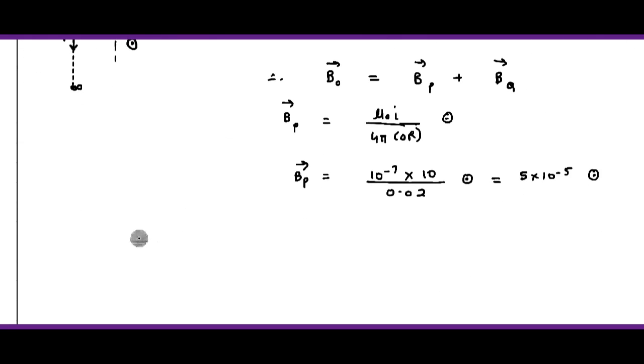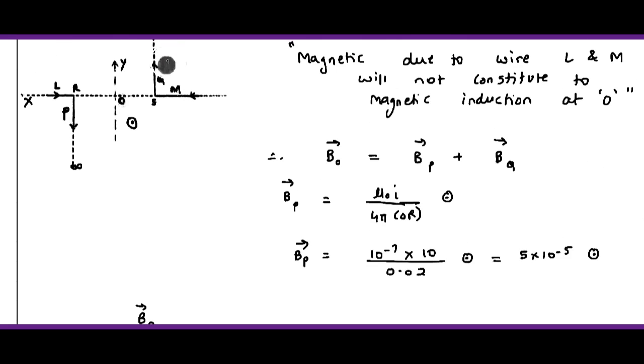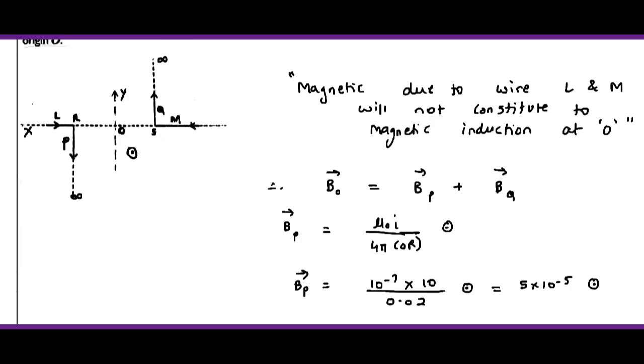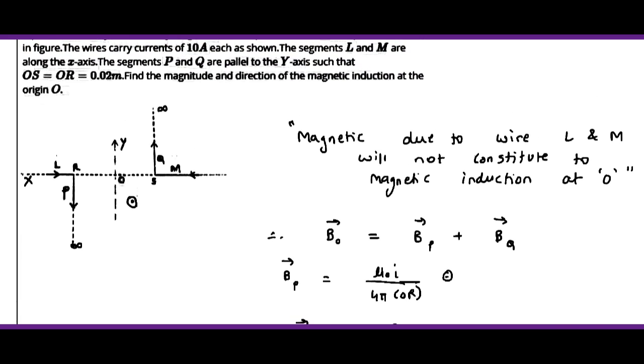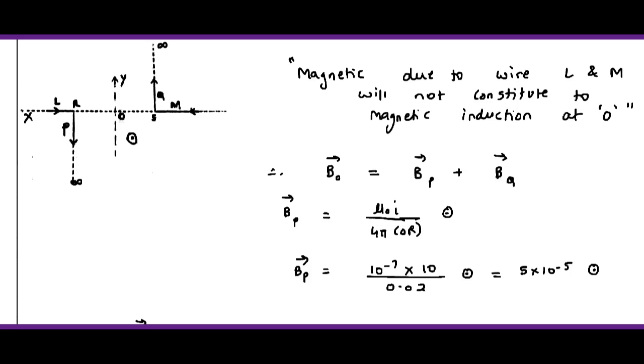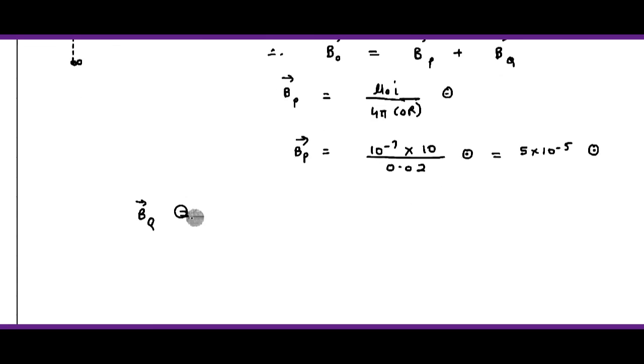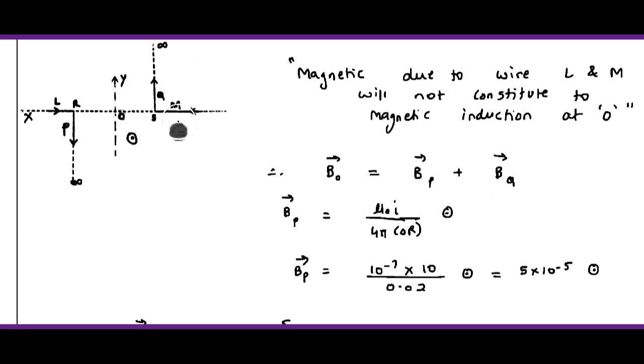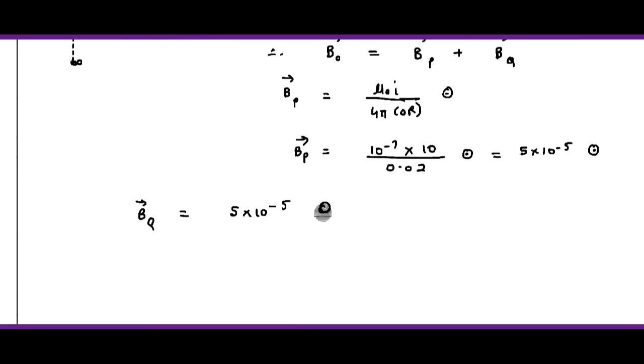Similar way we will calculate it for BQ. As we can see, the wire is carrying the same current, and it is also semi-infinite in length, so I am directly writing the result over here. So this also will comes out to be 5 into 10 raised to minus 5, and the direction can be again calculated by using right hand thumb rule. So again it will be outward at point O.